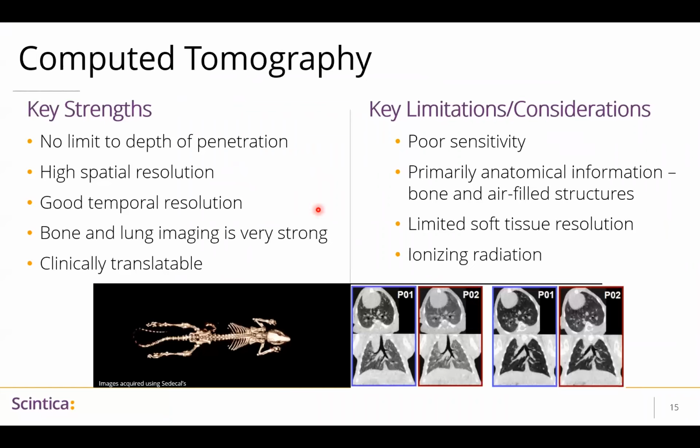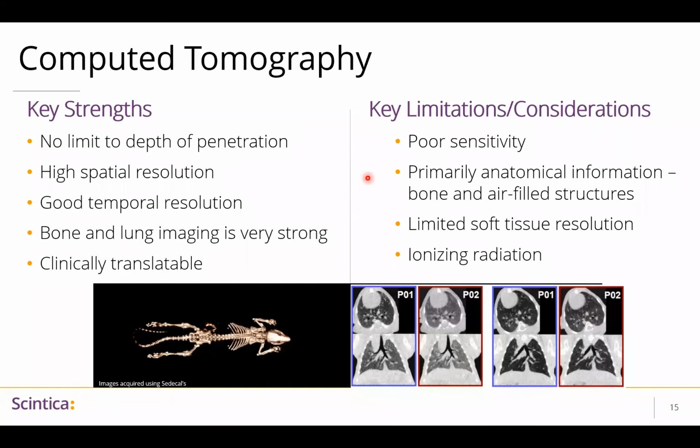So one of the key strengths, again, is no depth of penetration issues, very high spatial resolution, very good temporal resolution, and CT is very strong for imaging the bone and the lungs, and of course, it's clinically translatable. Some of the issues and considerations when talking about CT is its poor sensitivity to those contrast agents if you choose to use them. And primarily, we're looking at bone and lung-filled structures.